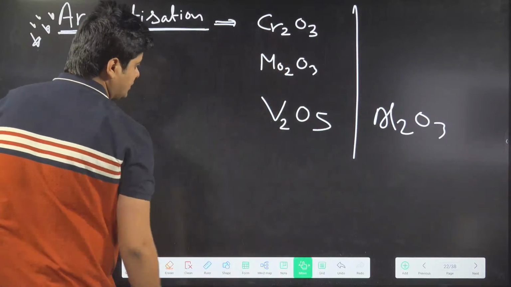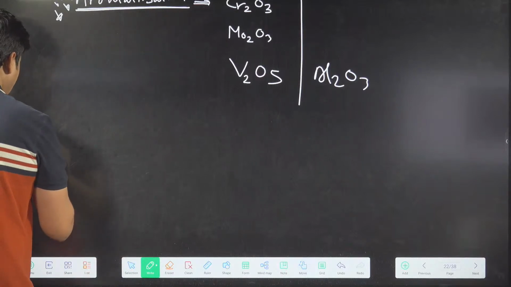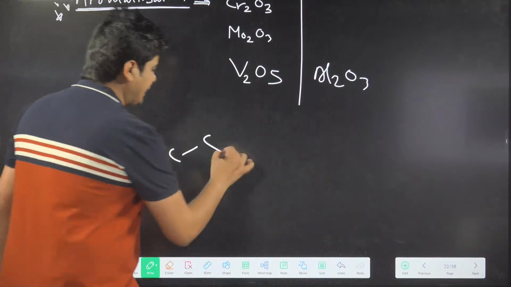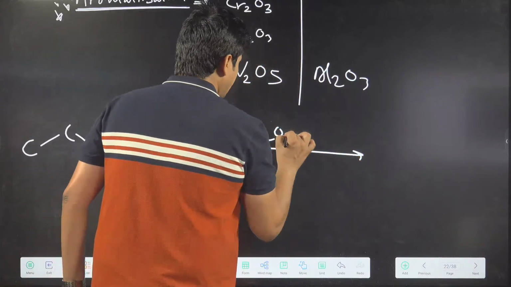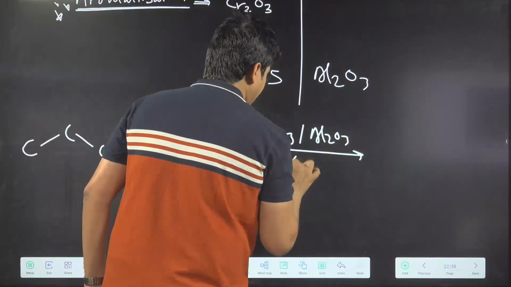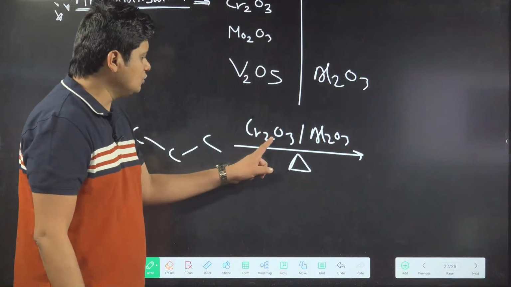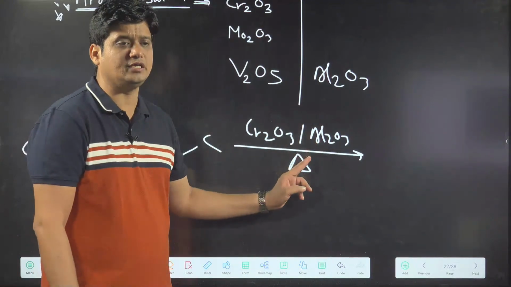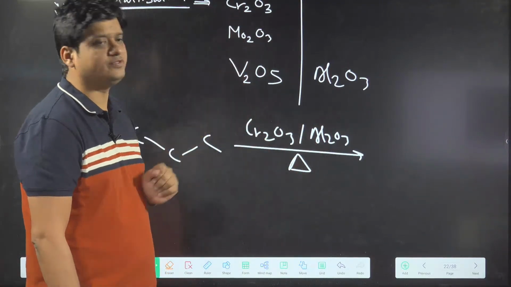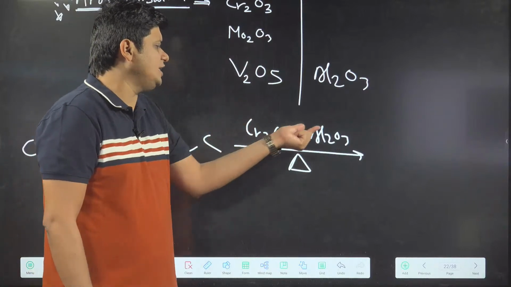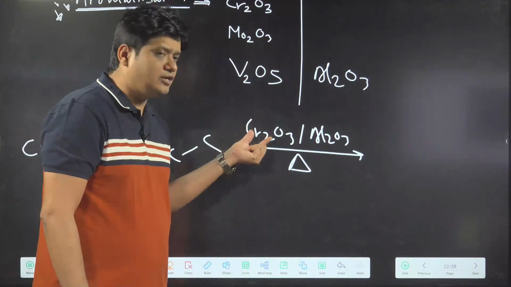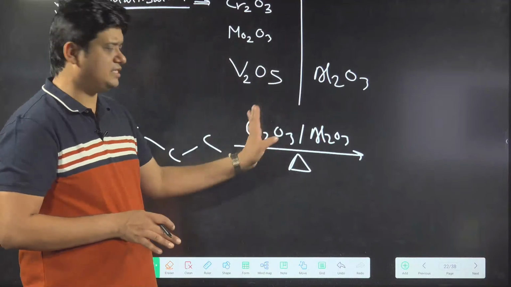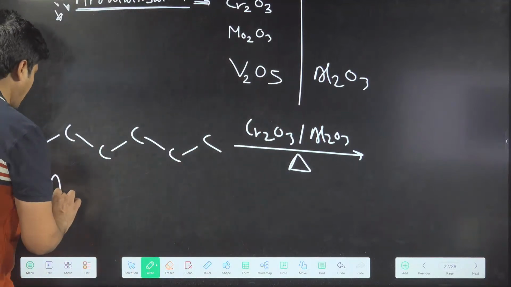So what will they give you? Let's say hexane is given, 1, 2, 3, 4, 5, 6. They can write Cr2O3 supported over Al2O3 with heating, or Mo2O3 supported over Al2O3 with heating, or V2O5 supported over Al2O3 with heating. They can give you any one of them. Let's say I'm taking Cr2O3 Al2O3. It means Cr2O3 is the catalyst which is supported over alumina gel. This is the meaning of this. What will happen to this normal hexane?